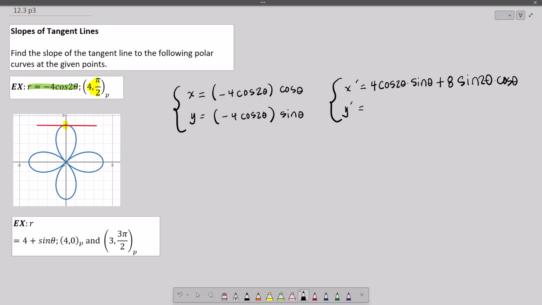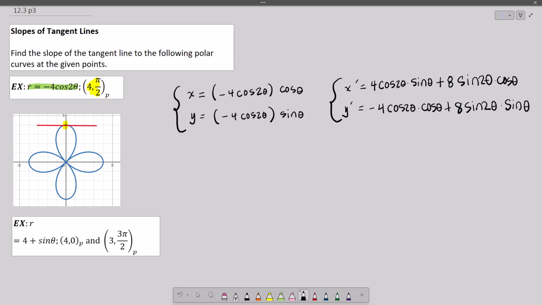Now we do the same down here. We do first times derivative of second. So that part's easy. But then we do the derivative of this, which we already did, and multiply by sine. So this one's going to be 8 sine of 2 theta times sine of theta. So we get that. Now, we want the slope of the tangent at this particular point.